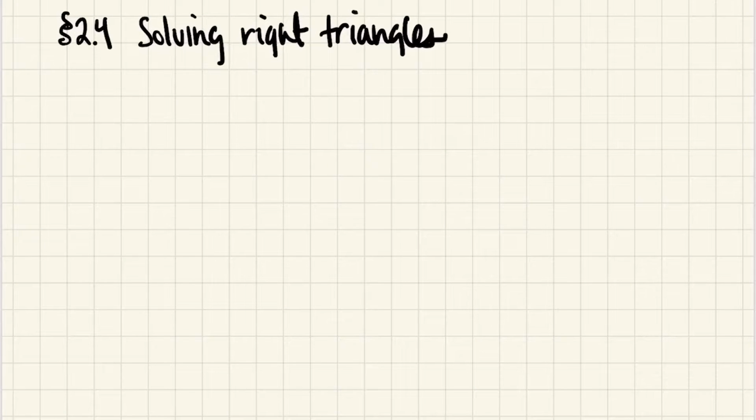Okay, in this section, we're going to use our knowledge of SOHCAHTOA to solve right triangles. So what does it mean to solve a right triangle? Well, it means to, one way or another, determine the measures of all three of its sides and all three of its angles. So a triangle is solved when you know all of its lengths and angles.